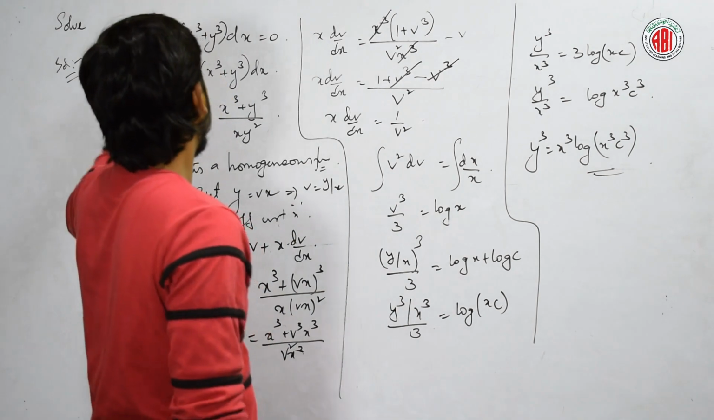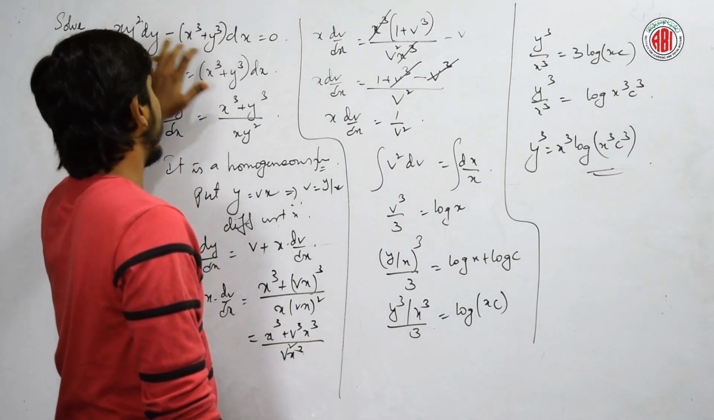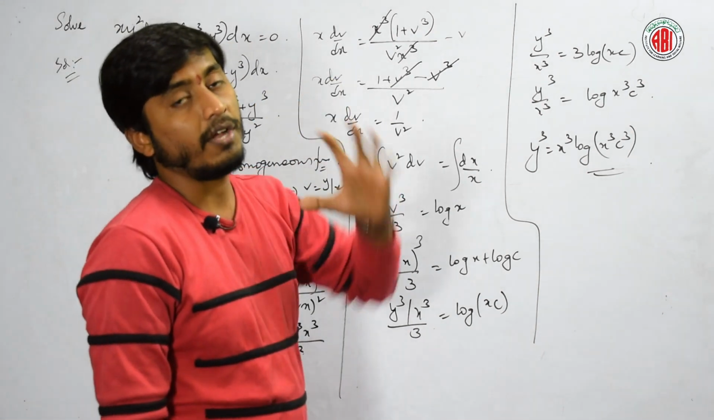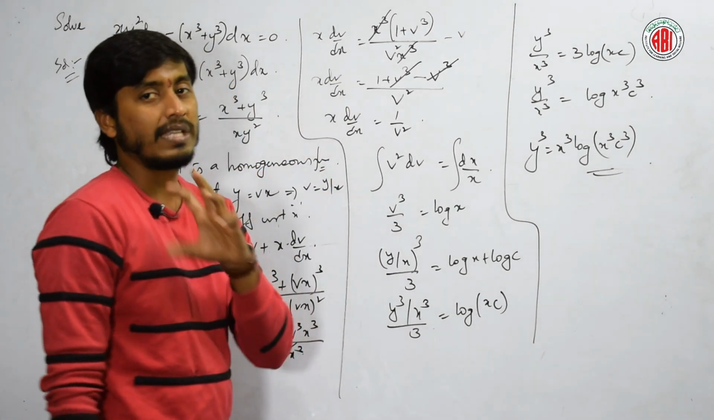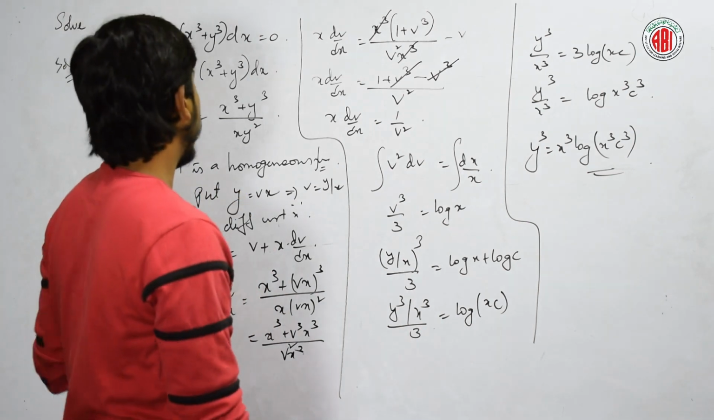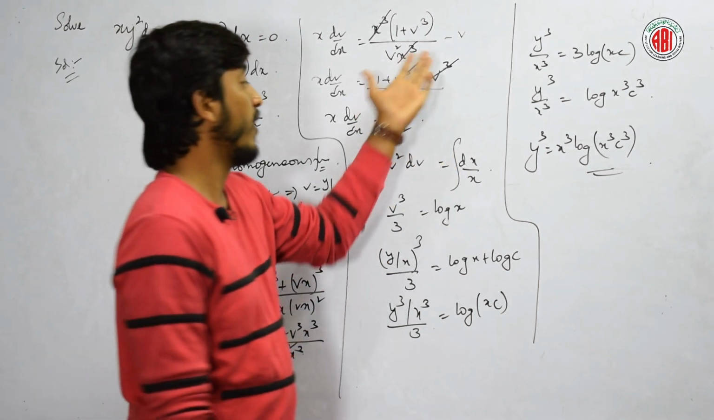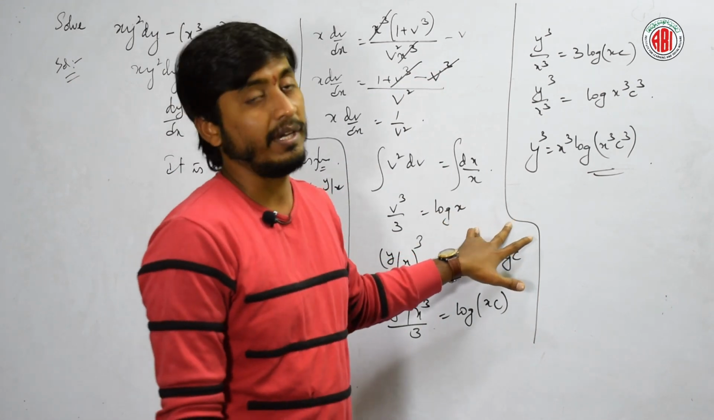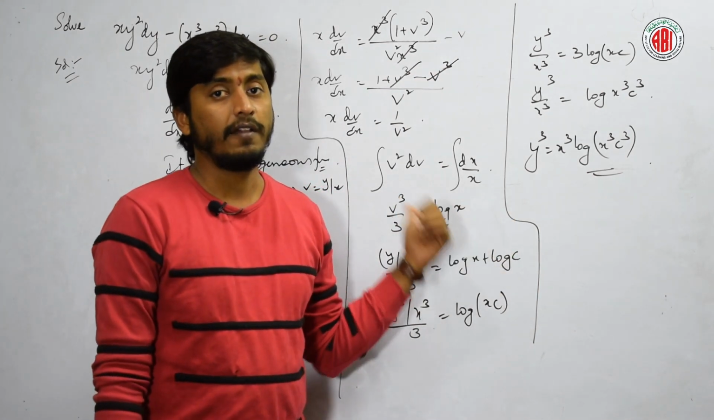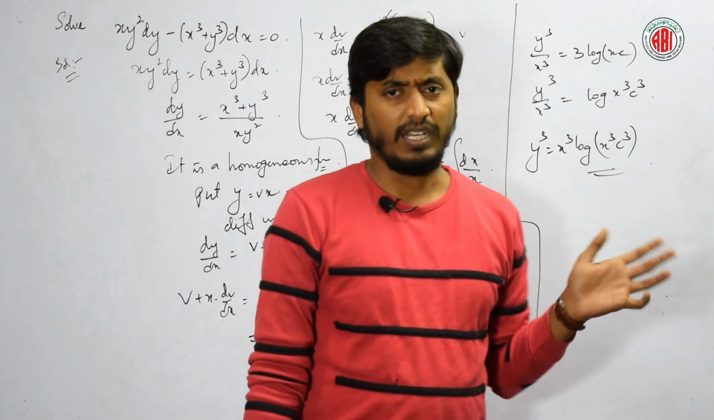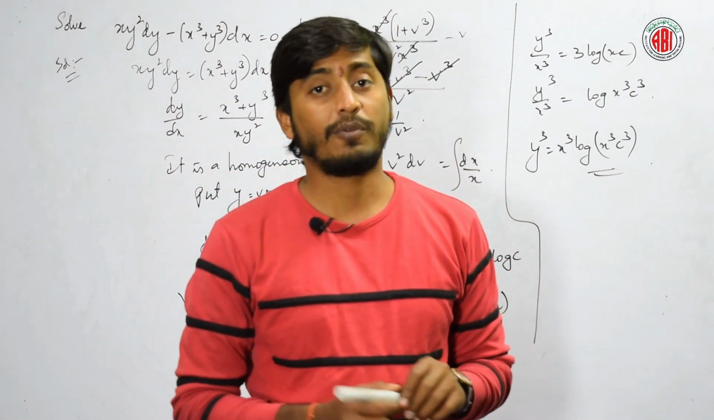Once again see here, the question is given as xy square dy is minus x cube plus y cube dx equal to 0. Right? First you have to write in the form of dy by dx is equal to some function of xy, and then substitute y equal to vx, differentiate, convert everything in terms of v, and integrate. Finally you have to replace v as y by x. Clear? Is it clear? Fine. Shall we go to the next problem?